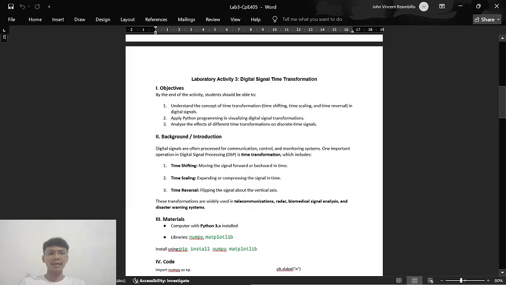The main objective of this activity is to understand the concept of time transformations in digital signals, including time shifting, time scaling, and time reversal. Through this experiment, we also aim to apply Python programming to visualize these transformations and analyze how they affect discrete time signals. In digital signal processing, these operations are very important because they are commonly used in systems like telecommunications, radar, biomedical analysis, and even disaster warning systems.